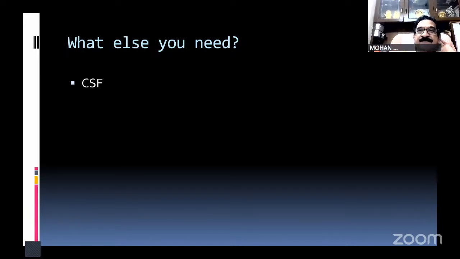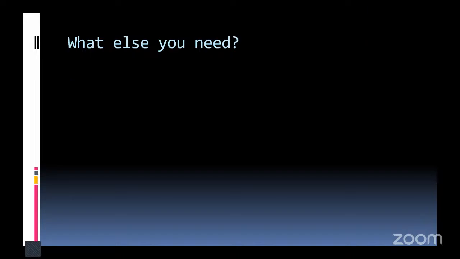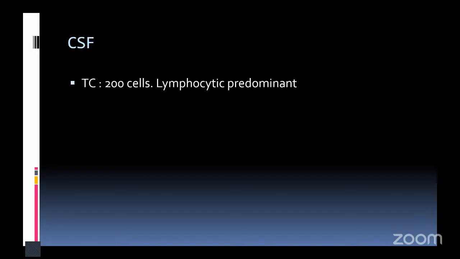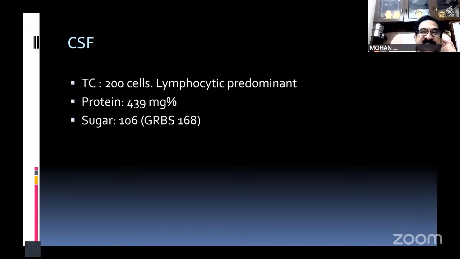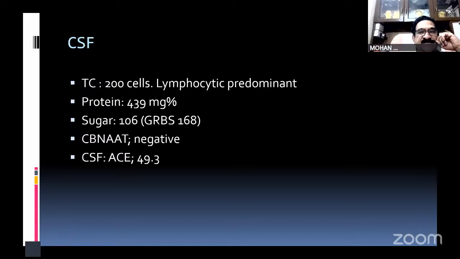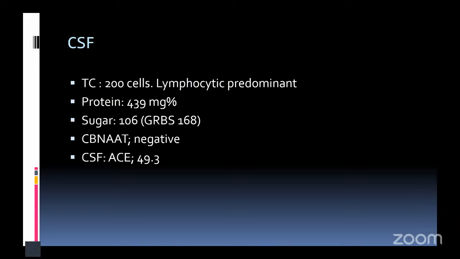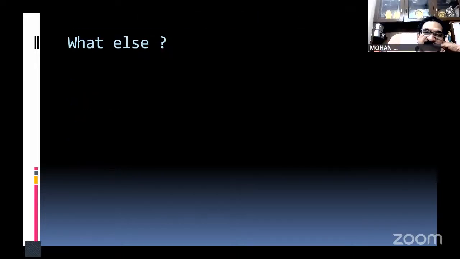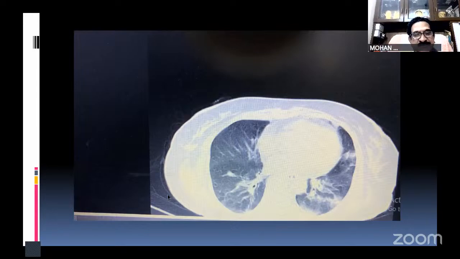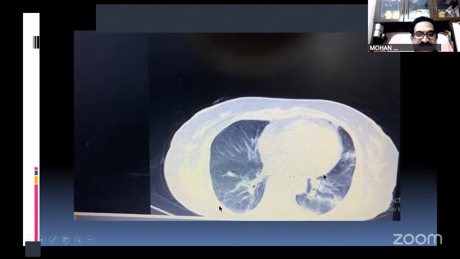So what else do you need? CSF study. See, 200 cells, lymphocytic predominant, protein 439, sugar 106, this may be a wrong value anyway. CBNAAT was negative, ACE level was 49. So what else do you need? HRCT chest. Okay. CT chest was done, which showed no hilar gland, but showed evidence of healed tuberculosis.